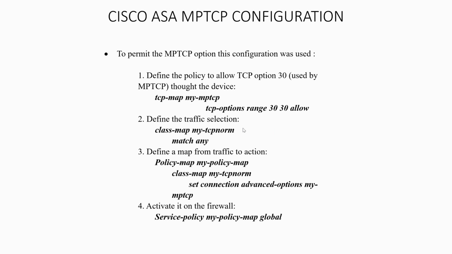So our focal point of the performance of MPTCP on the firewall was contingent on this configuration here, which is defined in 4 steps per the Cisco documentation. The first step, we define the policy option, which is 30. Essentially, we enabled the policy option, and then we went ahead and called it my MPTCP. The second step, we defined a class map, which is used as a catch-all.